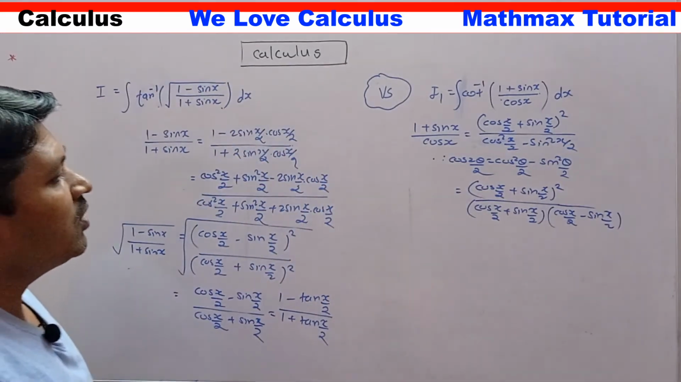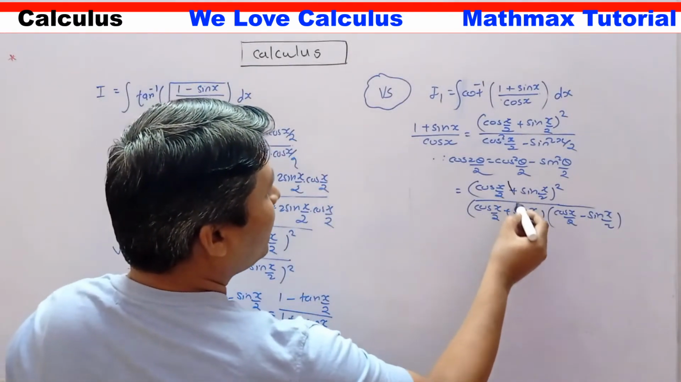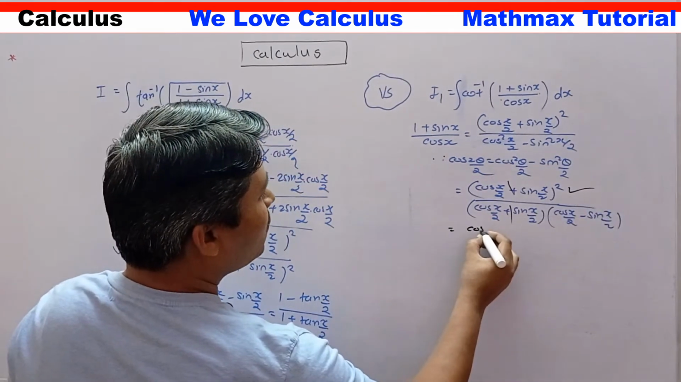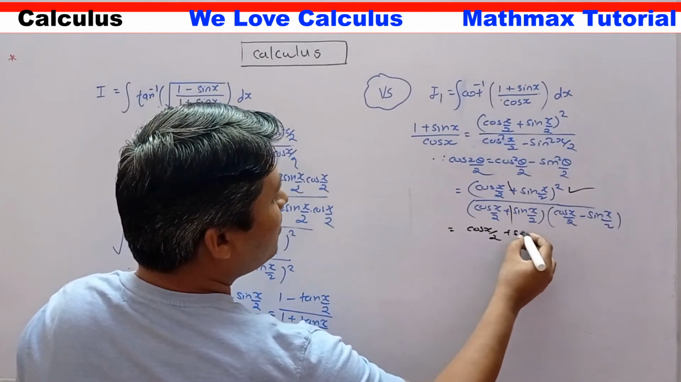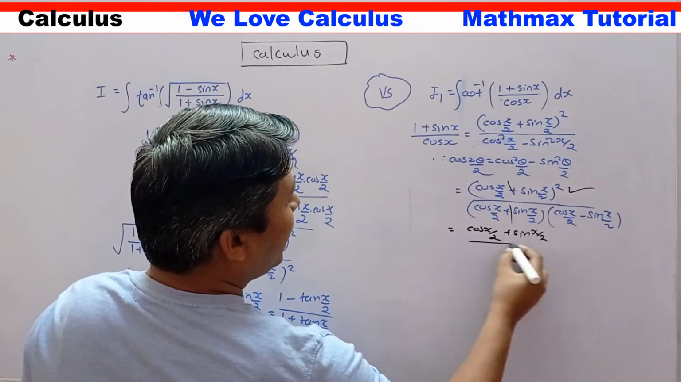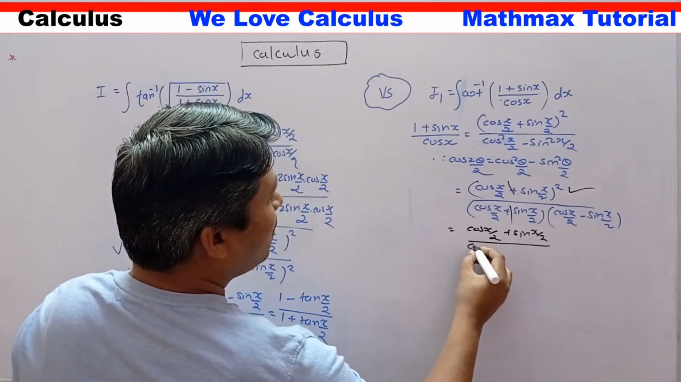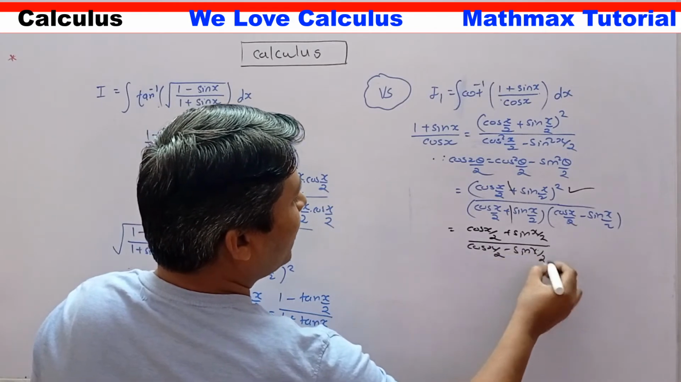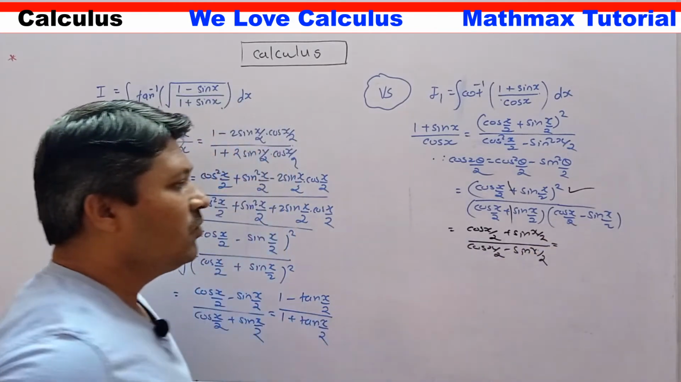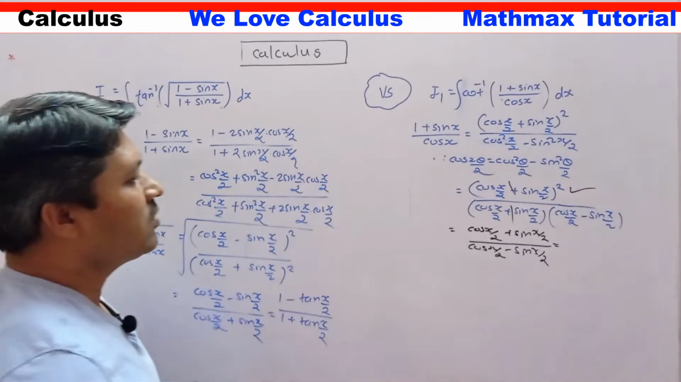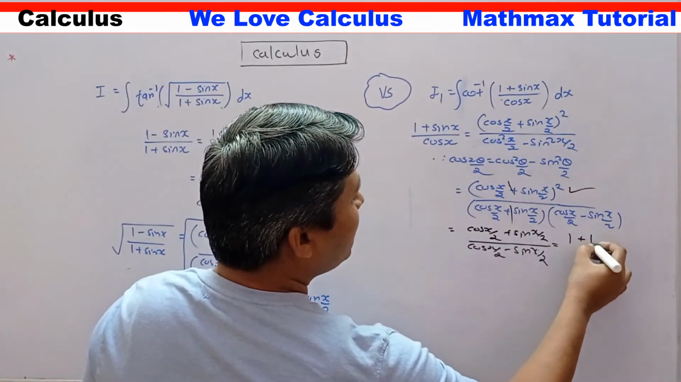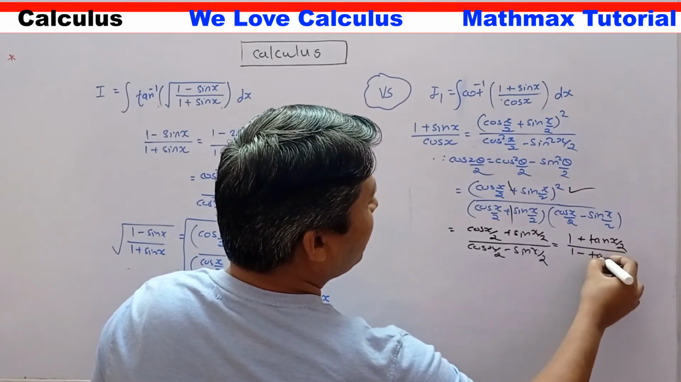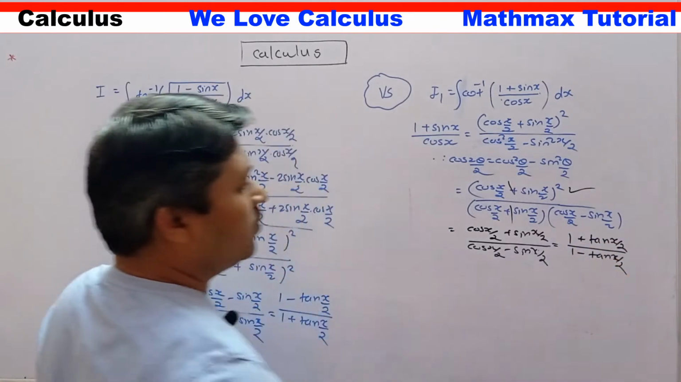Now here we observe one term gets cancelled and one term remains. Then we get cos x by 2 plus sin x by 2, divided by cos x by 2 minus sin x by 2. Then dividing throughout by cos x by 2, we get 1 plus tan x by 2 divided by 1 minus tan x by 2.